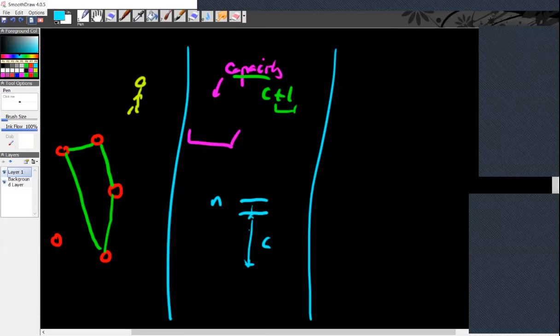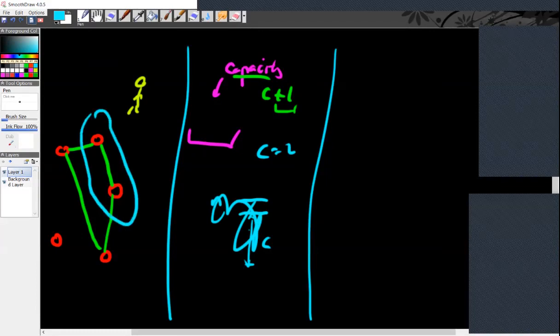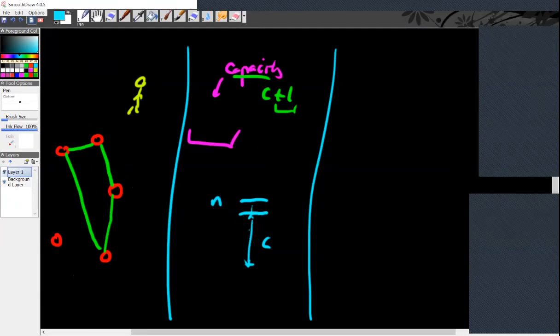Well, of course, the students that don't have edges between them. For example, hypothetically speaking, let's say C was equal to 2. The teacher could, for example, be stupid and bring these two students across, but then that's bad, because these two students have an edge between them. So you don't want that. What you want is to pick the students out such that there are no edges between them. Well, hey, that happens to be an independent set.